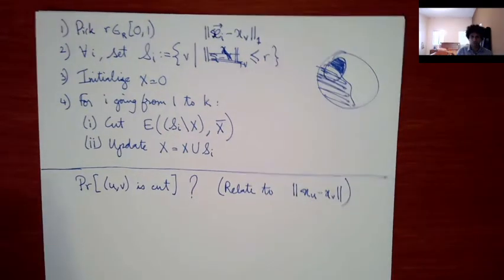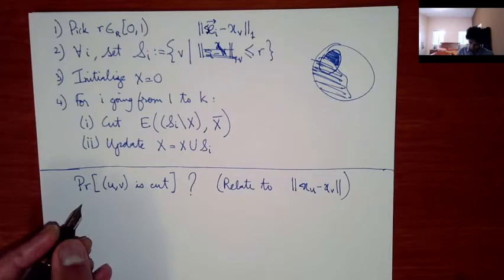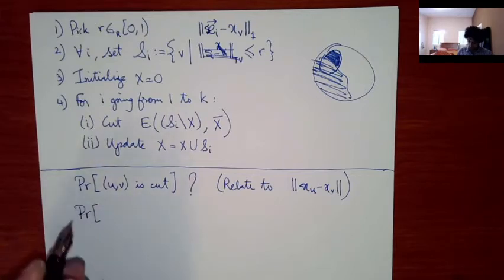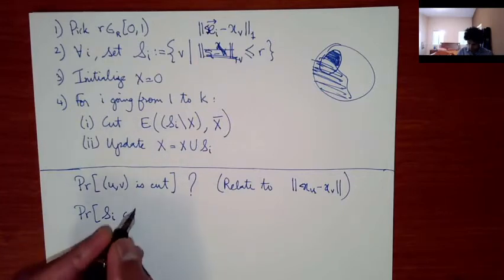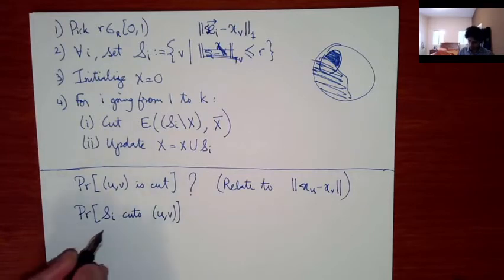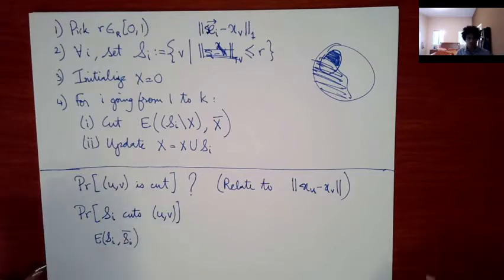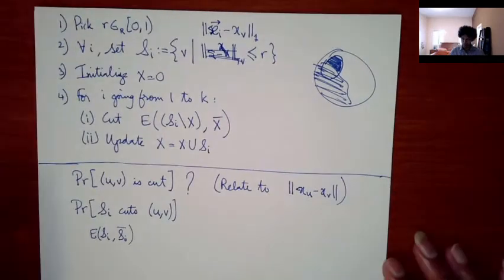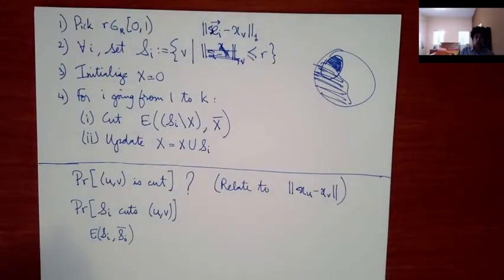Now here is something that is really useful. What is the probability that S_i cuts UV? By S_i cutting UV, I mean the edge is going from S_i to S_i complement. Suppose you just did the old scheme where you just looked at the S_i's, ignored all of this, and just cut S_i and S_i complement. What is the probability that S_i cuts UV?